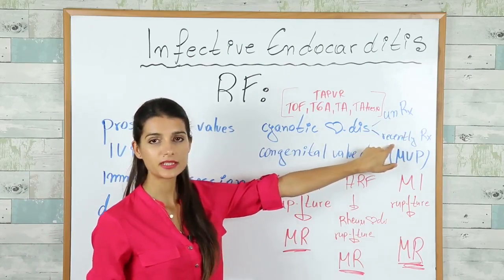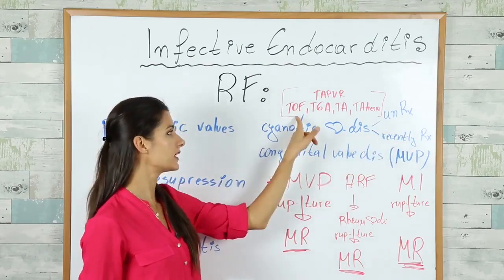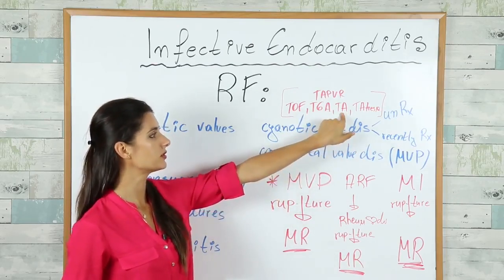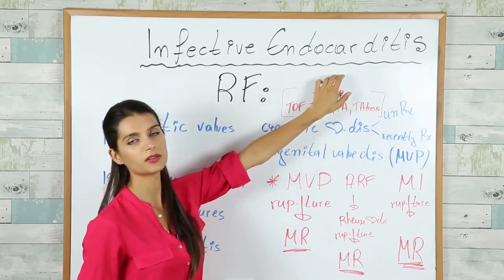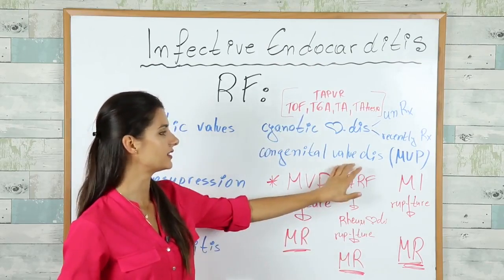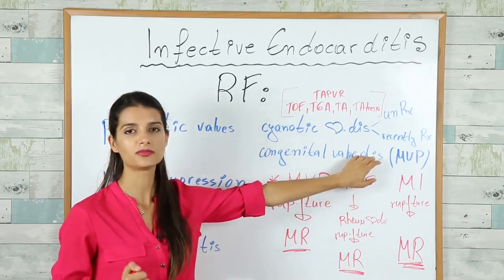And what are the cyanotic heart diseases? Tetralogy of Fallot, transposition of the great arteries, truncus arteriosus, tricuspid atresia, total anomalous pulmonary venous return. Or the patient has congenital valve disease, most commonly mitral valve prolapse.